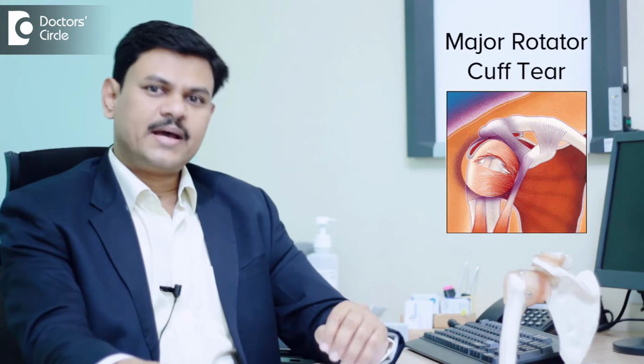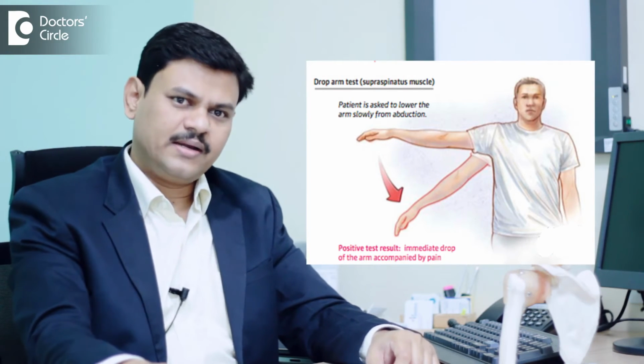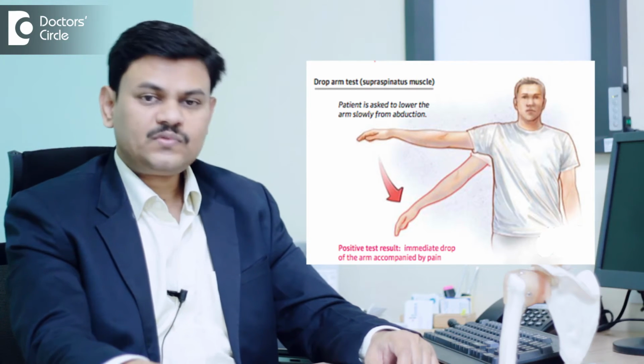In a patient with a massive tear or a bigger tear, the patient will not be able to lift the hand voluntarily. If somebody lifts the hand voluntarily and the hand drops down automatically, that is called drop arm sign. So these are the clinical signs of a rotator cuff tear.